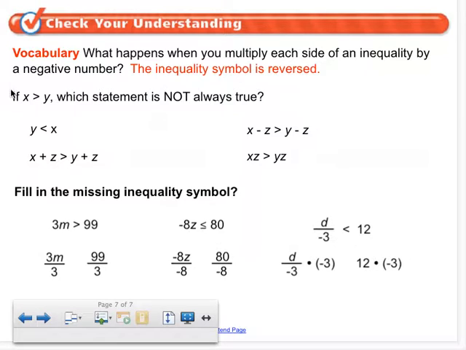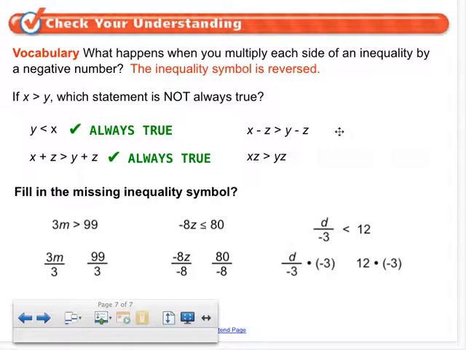Okay? Now, if x is greater than y, which statement is not always true? Is this going to be always true or not always true? Always true. It's the same thing. They just changed it around, moved the y to one side and the x to the other, and changed the direction of the inequality. That is always true. How about this one? That's always true. Why? What is that property they're showing? Addition property of equality. That's always true.